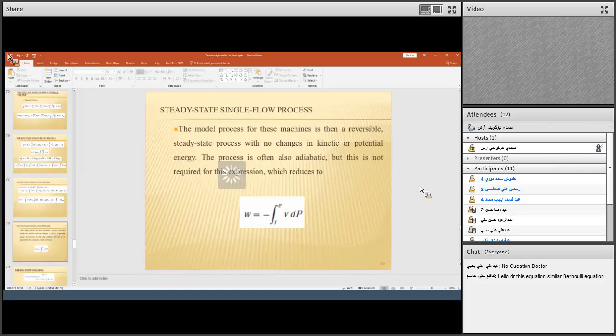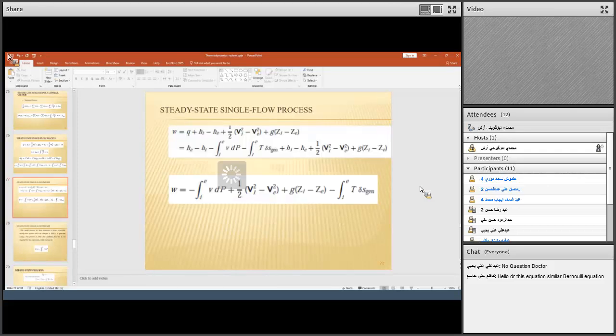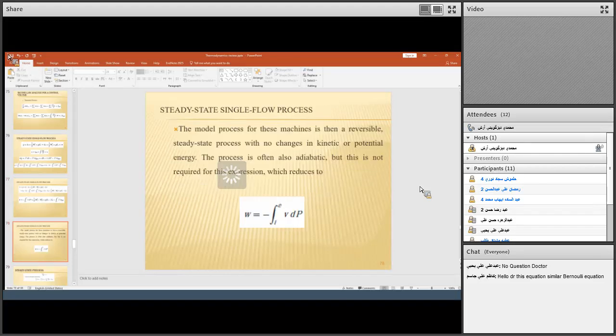If we have a steady state, reversible process, with no kinetic energy or potential energy variation, and also an adiabatic process, the last equation converts to work equals minus the integral between state I and E of specific volume times differential P.